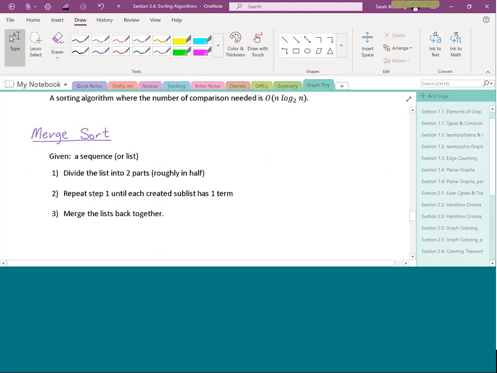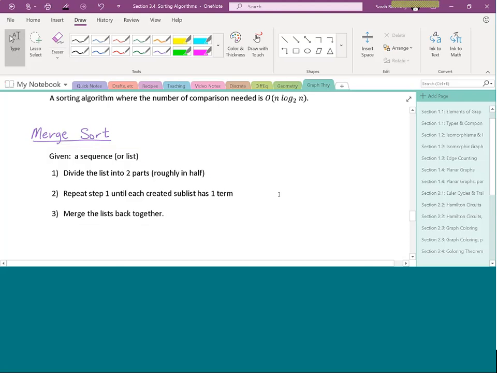You have some objects. In this class, we're going to focus on objects that are a list of integers only because we want to, and it's easy to explain to anybody regardless of your background. So we'll have some sequence or list of integers. You can do this with any sort of objects you want. We'll divide this list into 2 parts, roughly in half, and then we repeat this step until we have created sublists that have exactly 1 term in each.